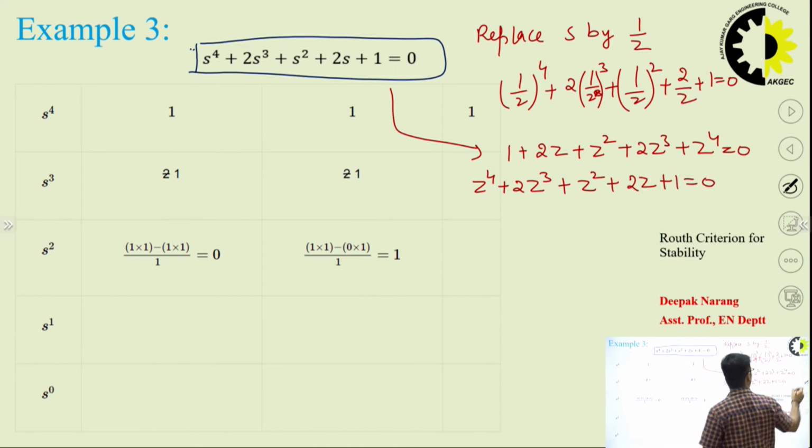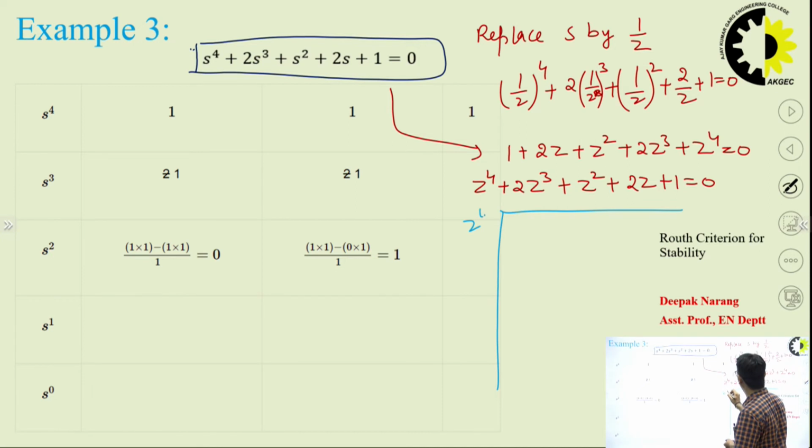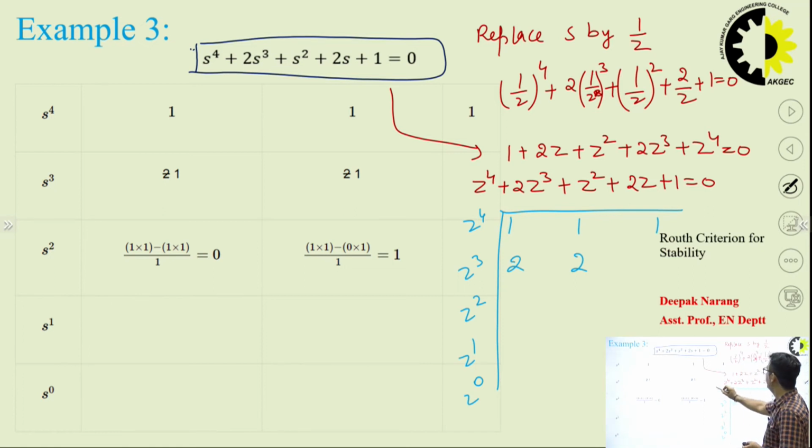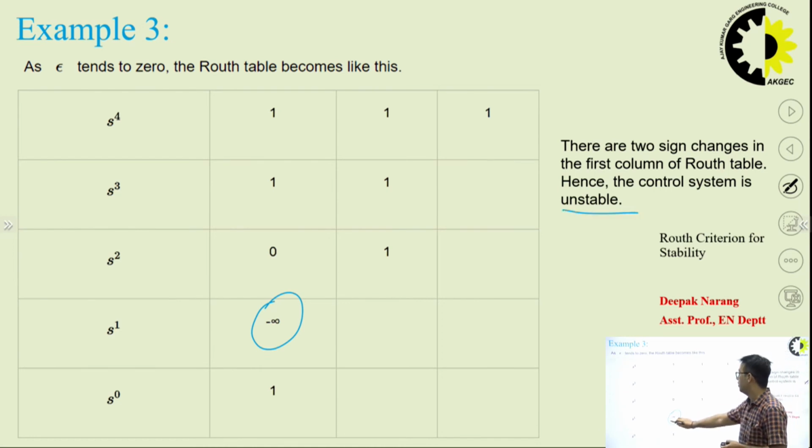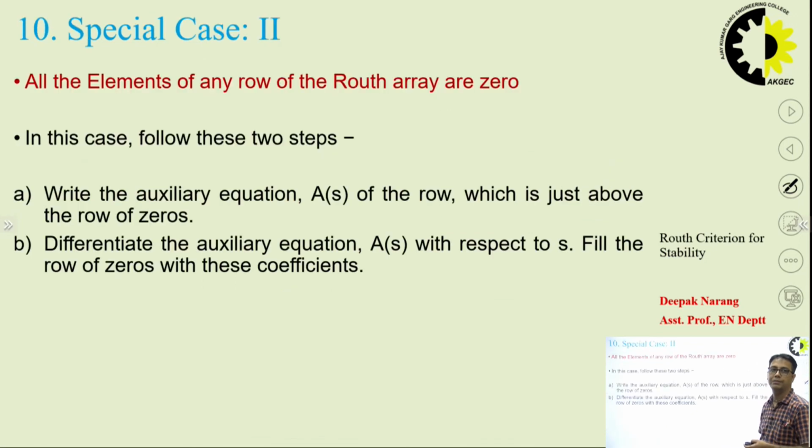and form the Routh array by using this, with the first column 1, 1, 1, 2, 2. So here we can solve in this way as well by replacing S by 1 by Z. We have already defined this thing, hence the system is unstable because we are getting minus infinity sign here.